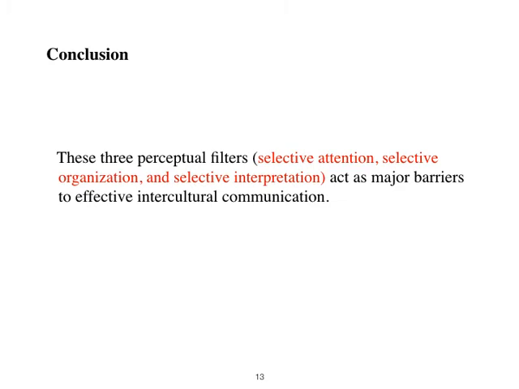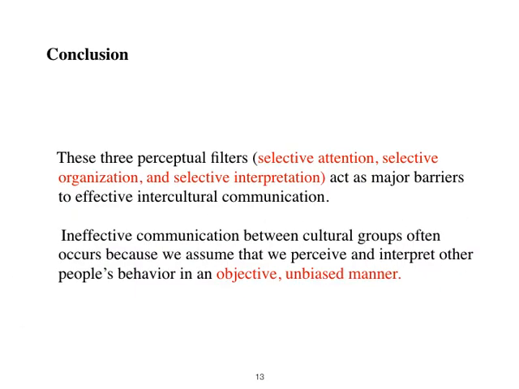Now, secondly, ineffective communication between cultural groups often happen because we assume that we perceive and interpret others' behavior in an objective and unbiased manner. We believe that the way we look at things, we are objective, we are unbiased. The way I am looking at things is correct. My lens is correct. The way, the vision I am looking at people is the only way, but it's wrong. Everything is subjective, and there are biased moments, and we need to reduce our biases.